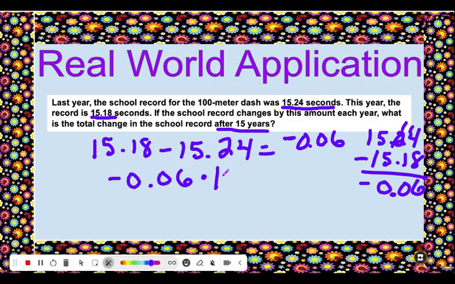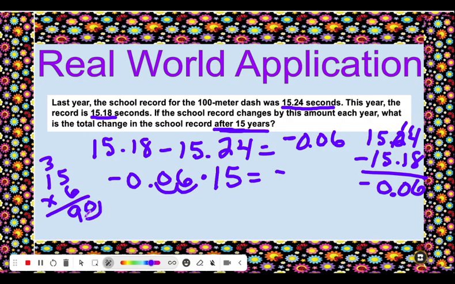So now it's asking if the decrease was 6/100 of a second. We're going to multiply that by 15 because they want to know after 15 years what was the total change in the record. So do 15. I know my answer is going to be negative. So just do 15 times 6. 5 times 6 is 30. 6 times 1 is 6 plus 3 is 9, so 90. And I move my decimal 2 places to the left.